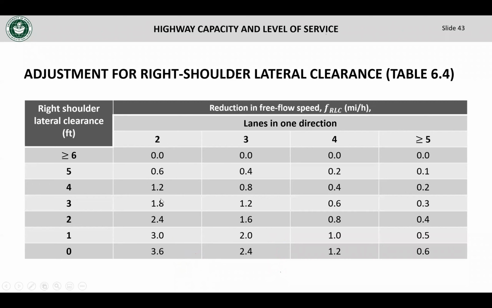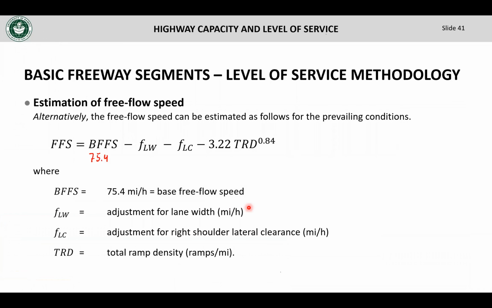So all you have to do is just pick one of these values corresponding to the number of lanes in one direction and lateral clearance. That's it for lateral clearance.